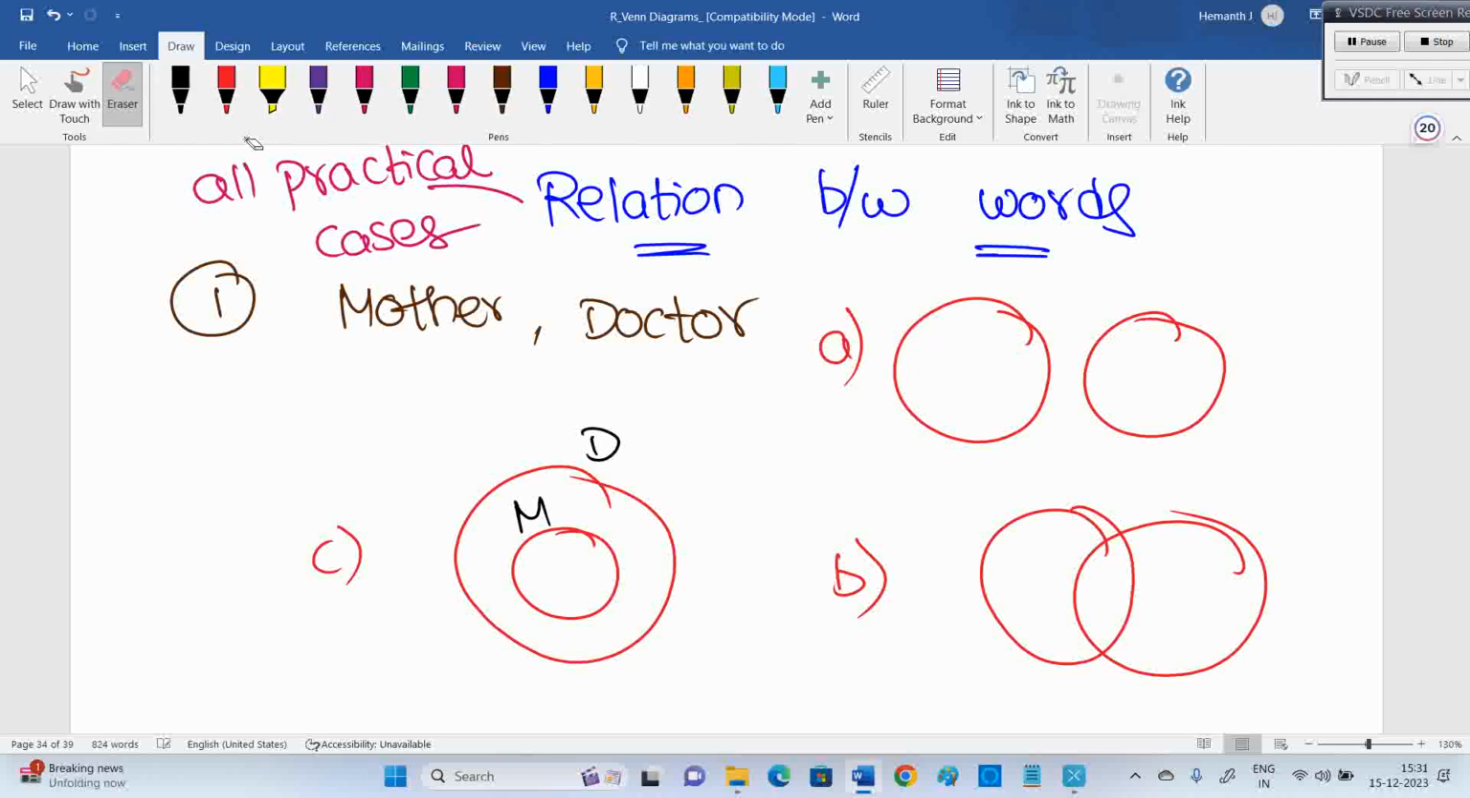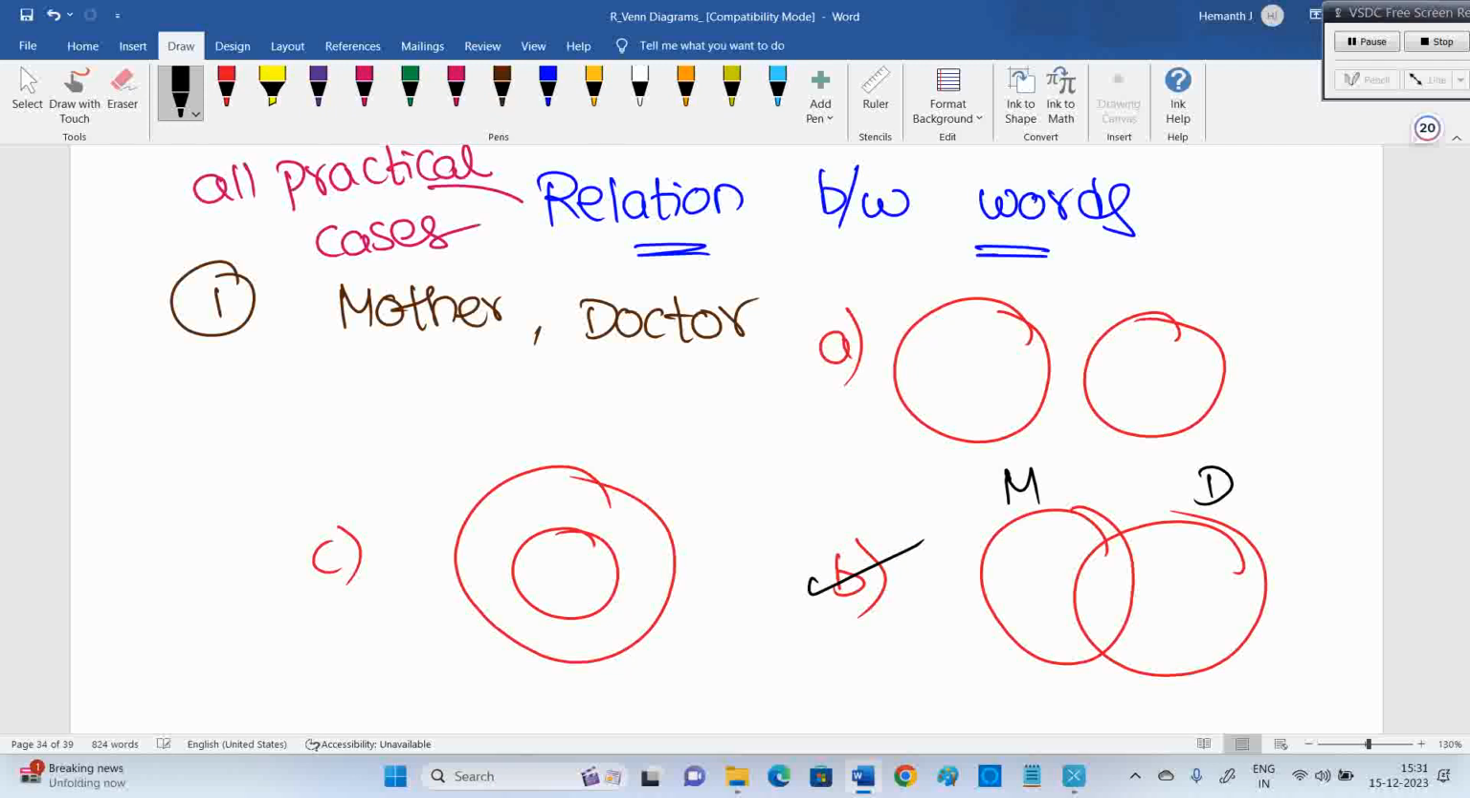Okay. A, mother and doctor not connected at all, is also wrong. The correct answer is option B, mother and doctor. So what about this? These mothers, they may be housewives or they may be in a different profession. They may be software engineers. What about this one, sir? These doctors may be females, not yet mothers. Maybe males, right? So all doctors are not females.